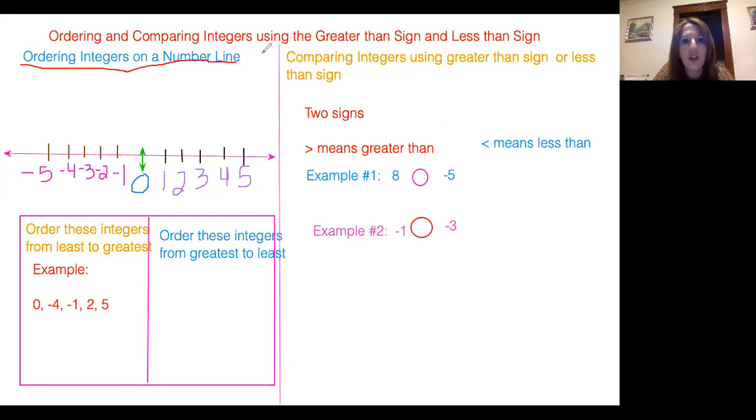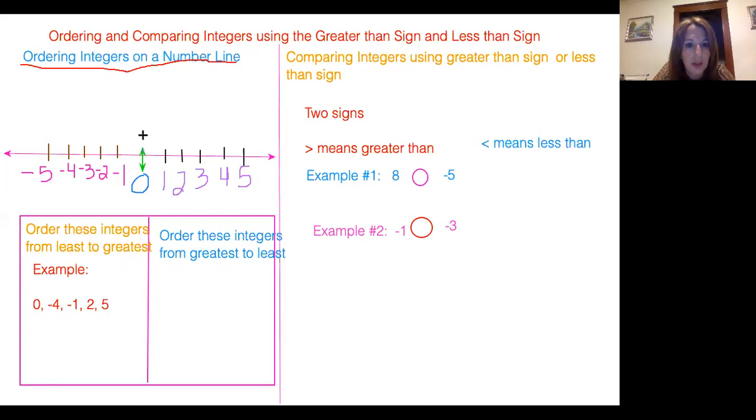Now let's look at the orange example where it says order these integers from least to greatest. Example, we have integer 0, we have integer -4, we have integer -1, we have integer 2, and we have integer 5. What you need to do is take these integers or numbers and plot them on the number line. So it's going to look like this. I'm going to place a closed circle on 0. I'm going to use purple. I'm going to put a closed circle on 0 in purple.